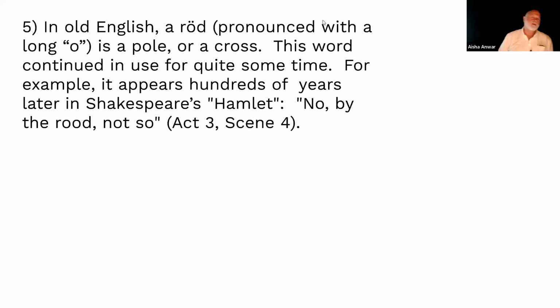So what's a rood? This is how far back the language is. That word is no longer in English. It's a pole or a cross. And it's important. Why is a cross important? Well, because in Christian iconography, that's what Christ died upon, a cross. It continued into Shakespeare's time, so we're at about the year 1600 with Shakespeare. So for like 800 years, it continued on. So Hamlet says, "By the rood, not so," but it kind of fell out of use.